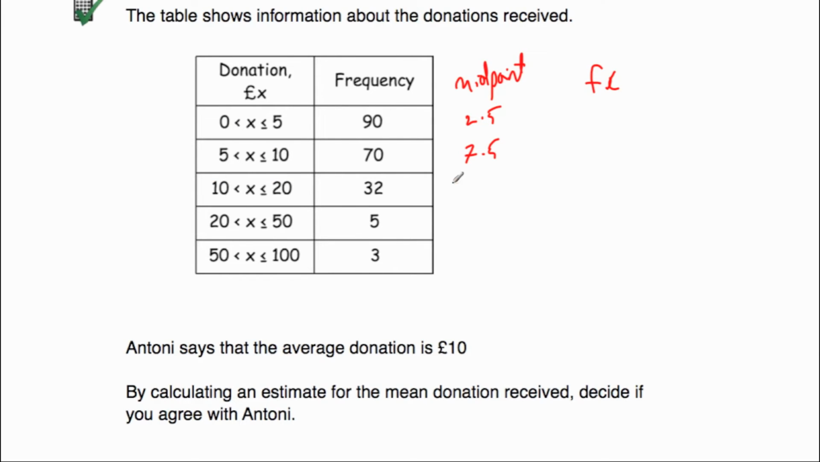Between 10 and 20 is 15. Between 20 and 50, because it's between 20 and 50, I'm going to add them together, is 70, and divide by 2, 35. And finally, between 50 and 100, add them together is 150, divided by 2 is 75. And that's our midpoints. Just be careful whenever you find the midpoints that you are actually looking at each one of the class intervals and you're not just carrying on a pattern.